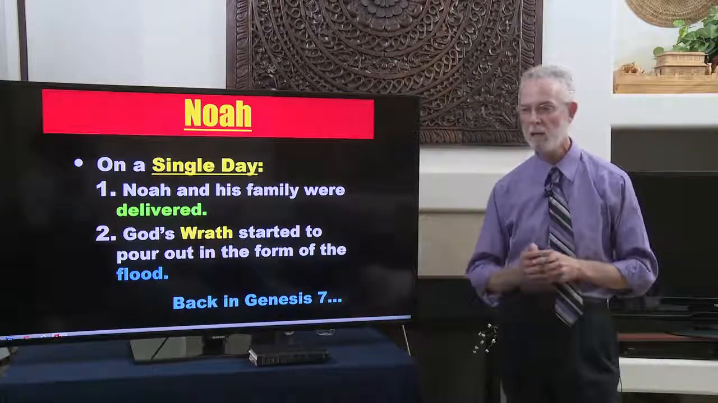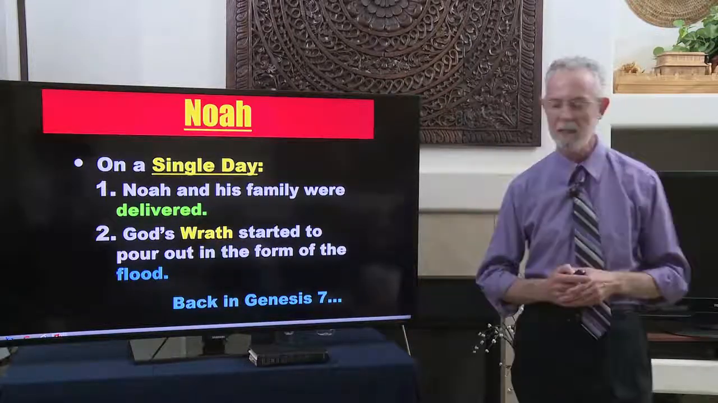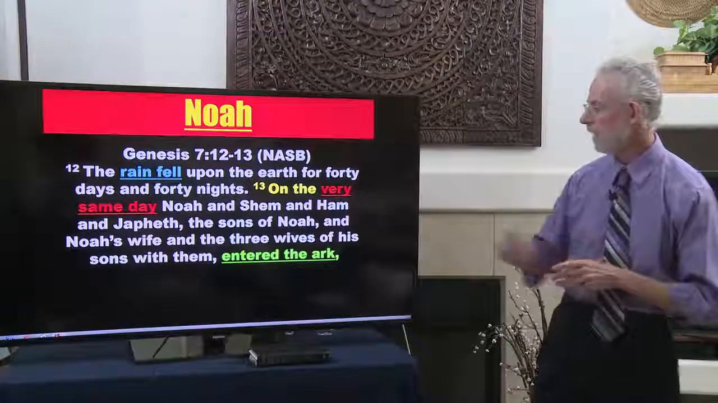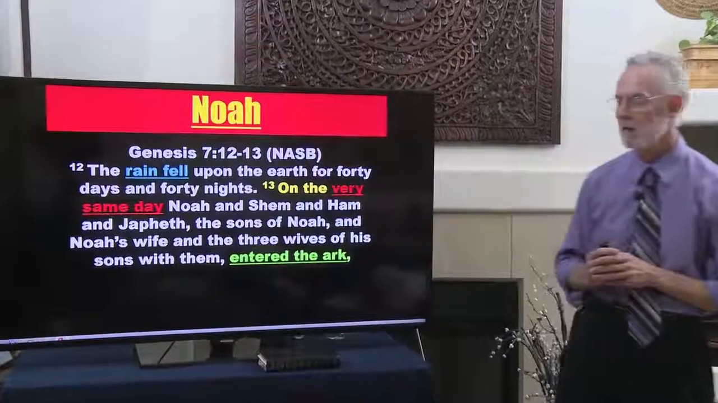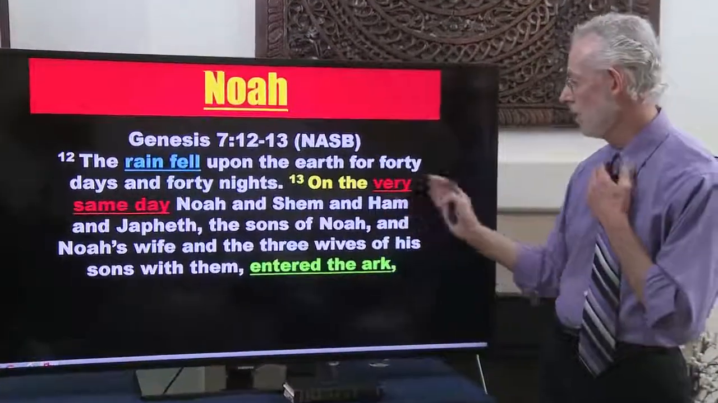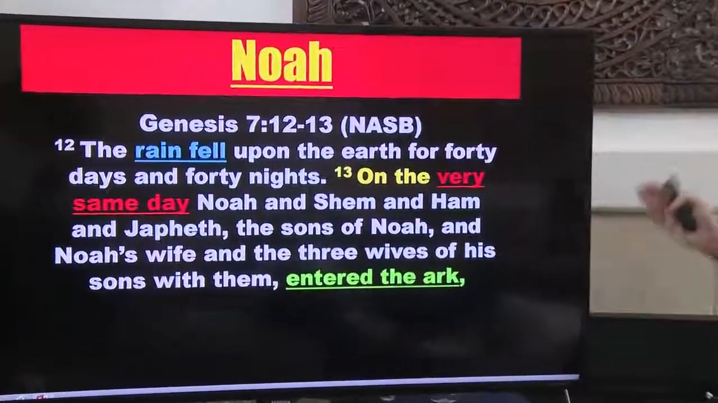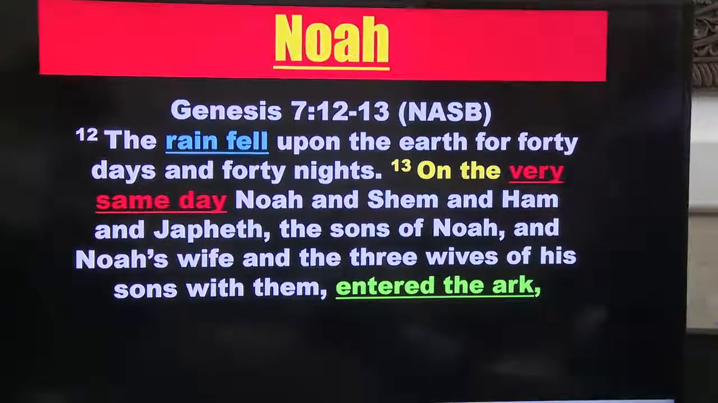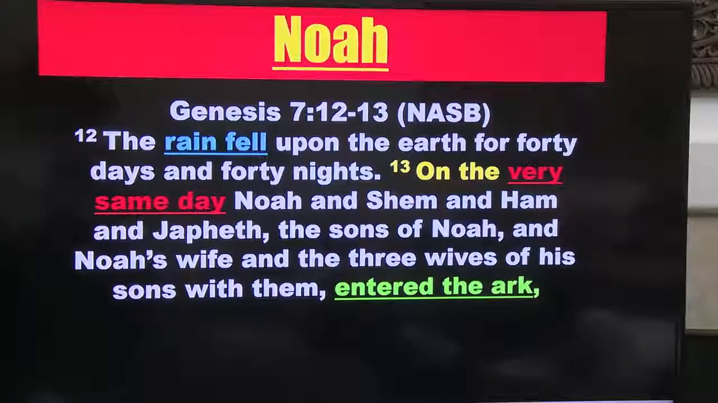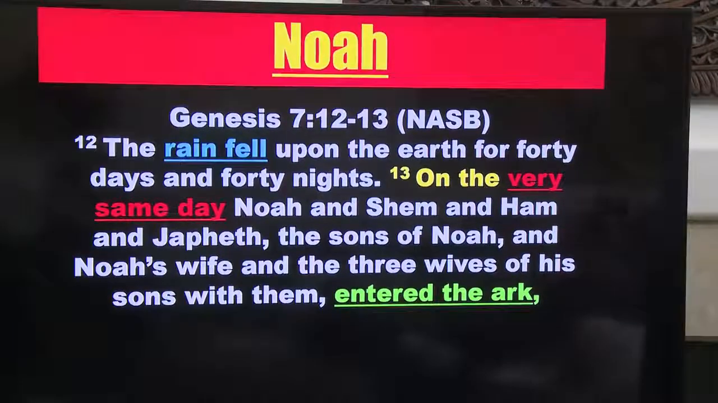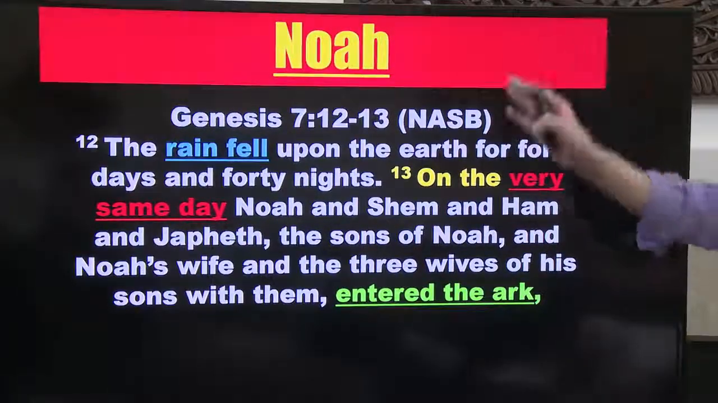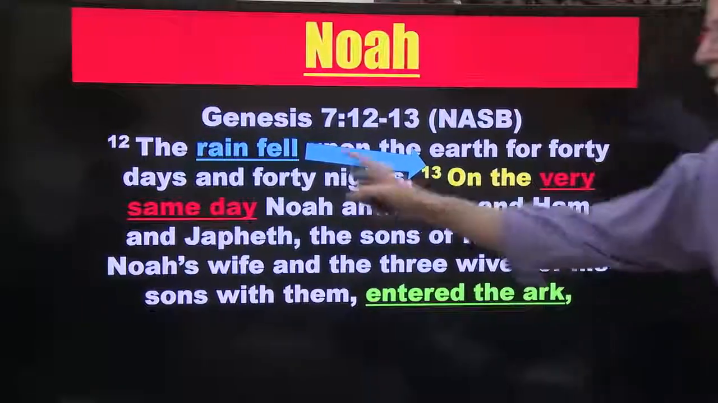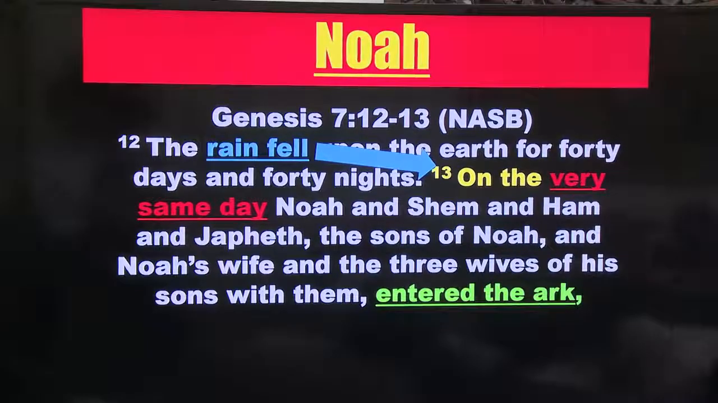We're going to go all the way back to the first book of the Bible. We're going to go all the way back to Genesis 7. I want you to catch this. Look what God says. The rain fell upon the earth for 40 days and 40 nights. On the very same day, Noah and Shem and Ham and Japheth, the sons of Noah, and Noah's wife and the three wives of his sons with them entered the ark. Oh my gosh, this is so important for what we're talking about tonight. Don't miss this. Watch this. Ready? This is really important. God tells us through Moses, all the way back in the book of Genesis, look at this. The rain fell on the very same day that Noah and his family entered the ark.